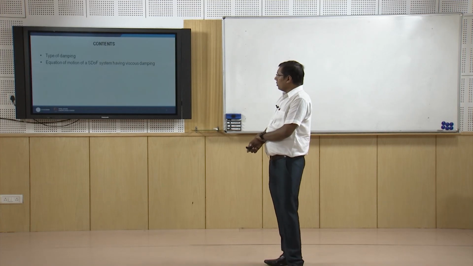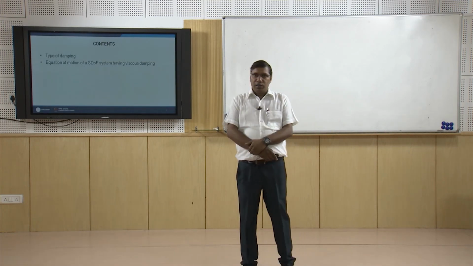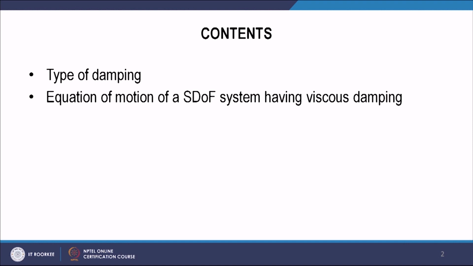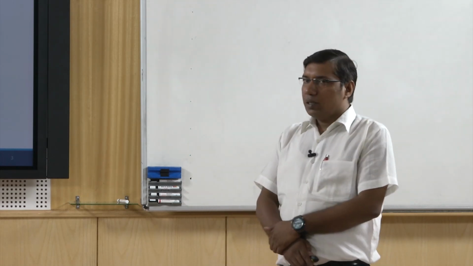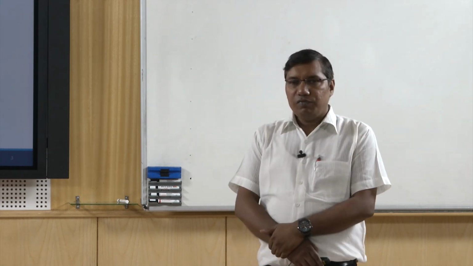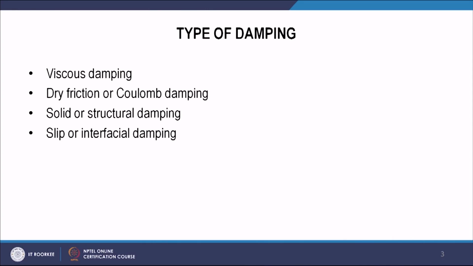Before we discuss damped free vibrations, there are several types of damping. The most common is viscous damping, because it is very important and simple, so it is used vastly. Then we have dry friction or Coulomb damping, then solid or structural damping, then slip or interfacial damping.